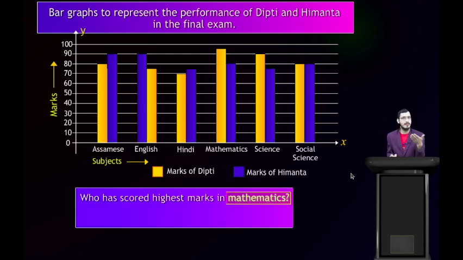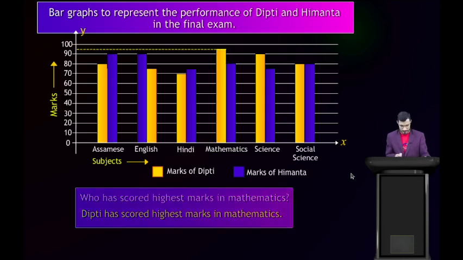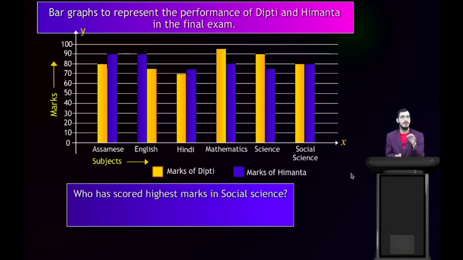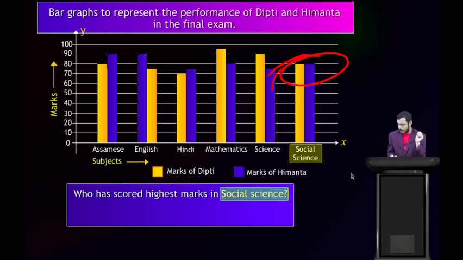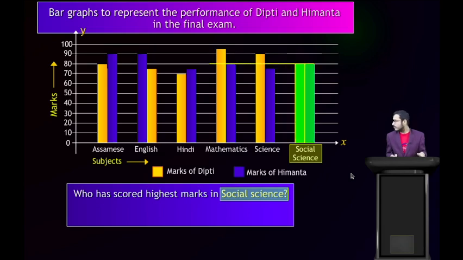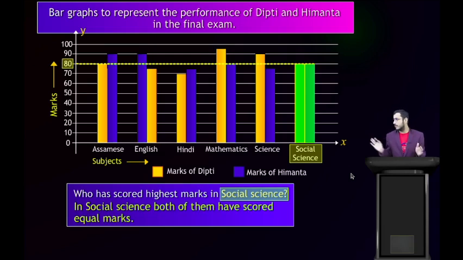Who has scored highest marks in mathematics? You can find out easily here. Mathematics, Dipti. Dipti got highest marks. So in this case, Dipti has scored highest marks in mathematics. Who has scored highest marks in social science? You can see here social science. Both are equal. That means in social science subject both have scored equal marks.